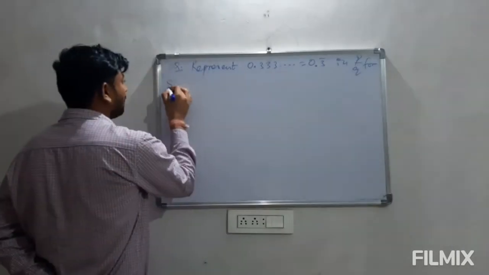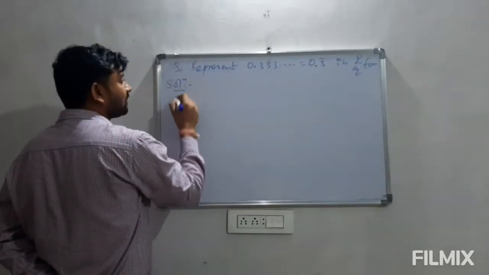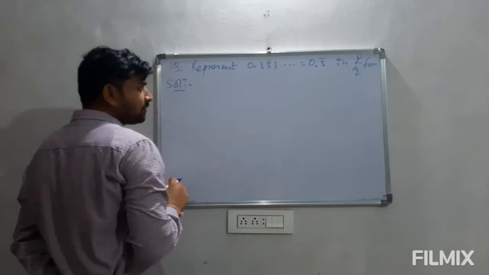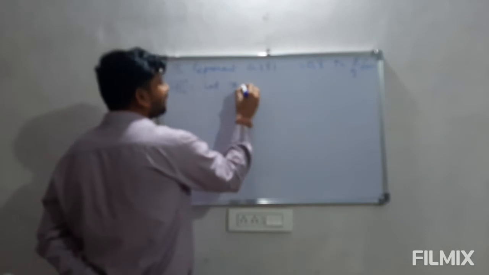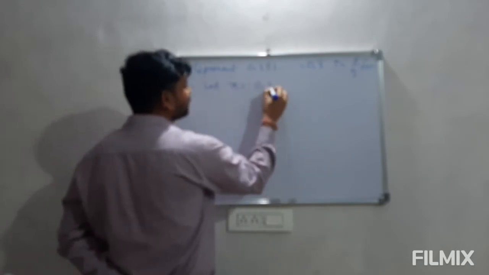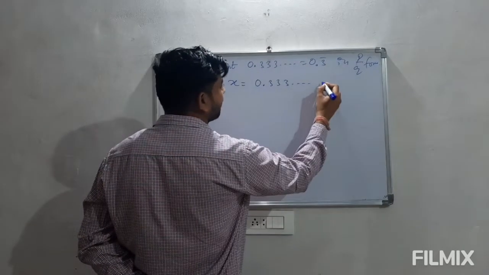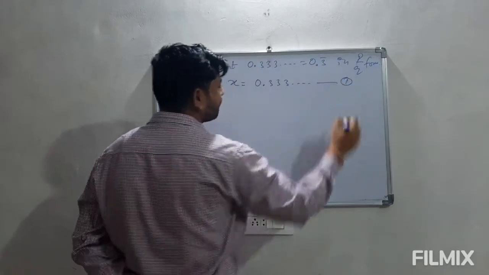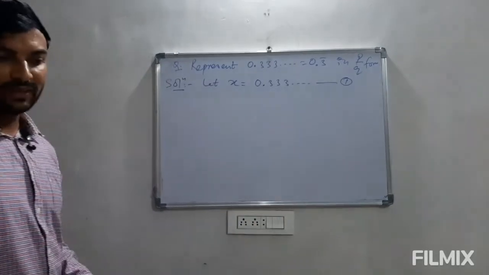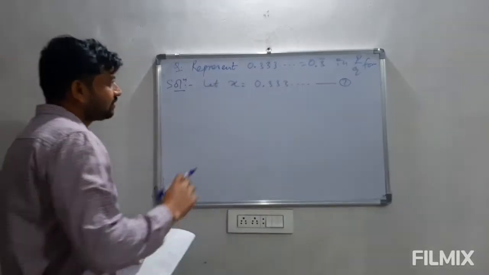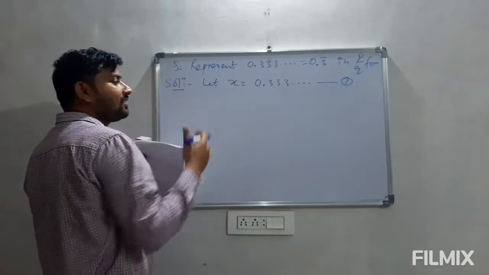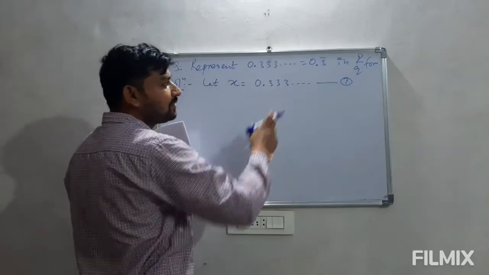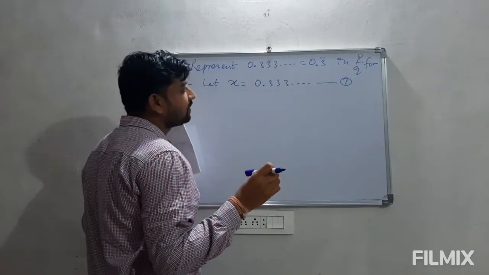Let us start this discussion. For this kind of question, we have to start with this. We'll always assume that whatever is given to us is x, and let us call it equation 1. Now there is a very fixed approach to convert this kind of numbers in p/q form, as it is rational, it is non-terminating repeating, so it is definitely a rational number.